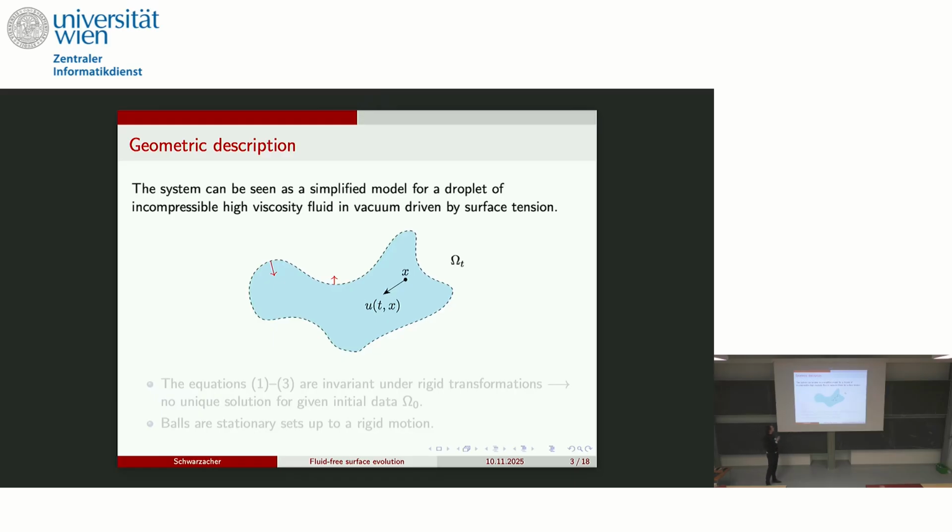And so this is actually a simplified model of a droplet of an incompressible high viscosity fluid in vacuum driven by surface tension. And what is maybe important is that these equations are invariant under rigid transformations. So in this sense, they're not unique. You can always rotate this. And balls are stationary sets. So if you have a fixed round droplet, then this is a stationary set. And inside you can maybe rotate.